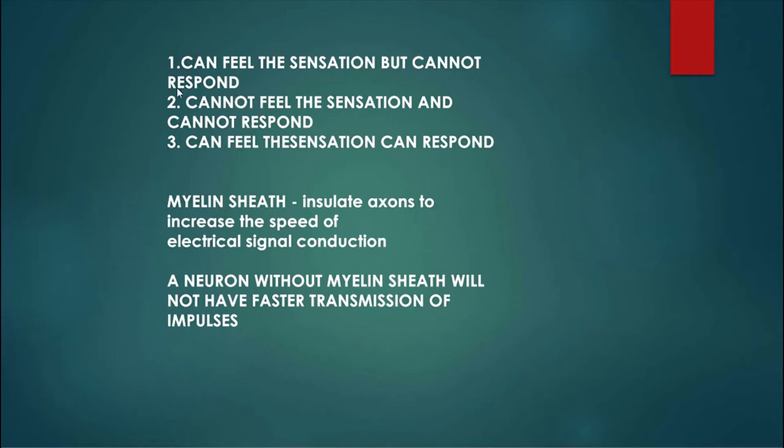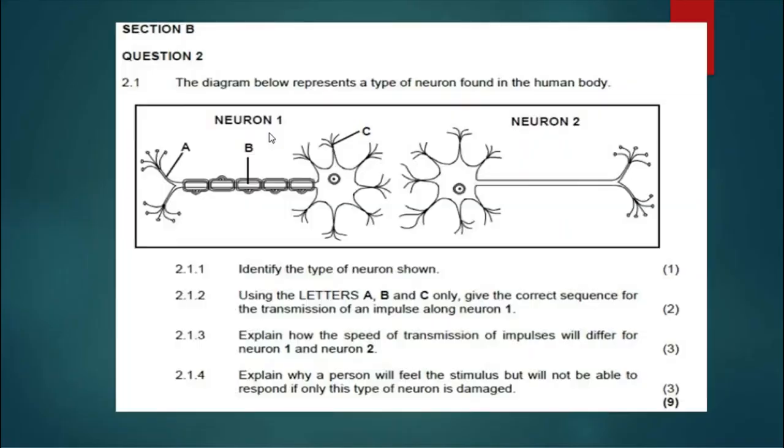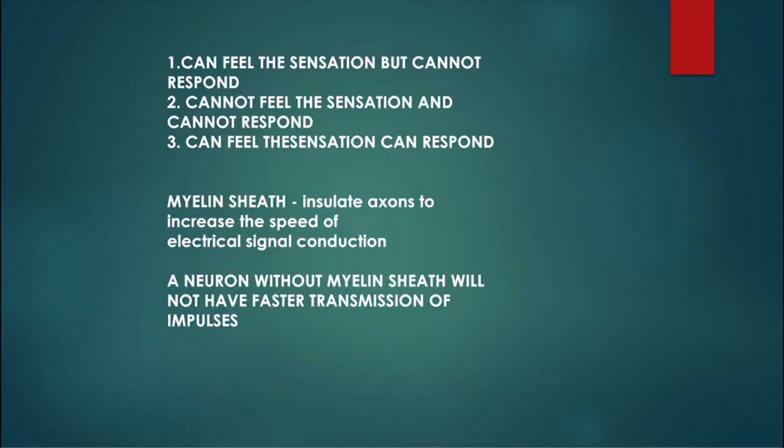The second person cannot feel the sensation and at the same time they cannot respond. What does it mean? The sensory neuron is not working, because if the sensory neuron is not working, how can the impulses reach the motor neuron? So the last person can feel the sensation and can also respond. It means that the sensory neuron of that person is working as well as the motor neuron.